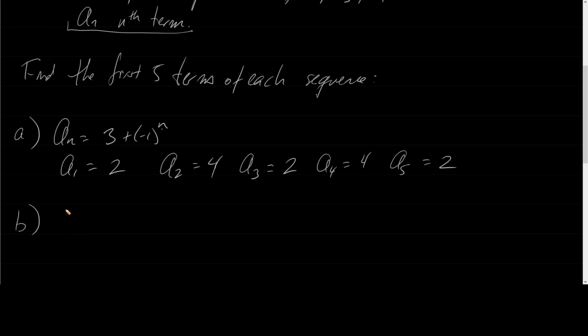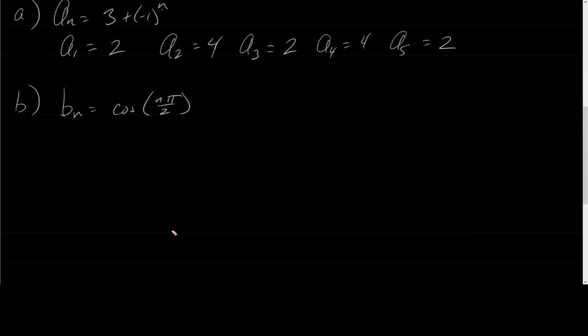Let's see another one. Let's say that I had b sub n is equal to cosine of n pi over 2. All right, so let's figure out what happens here with this one. B sub n, and here notice I'm using just the letter b instead of a. That's really just a different name for the sequence, but it's still the same notation of a letter with a subscript n. So let's plug in 1 and figure out what b sub 1 is, because we want the first five terms.